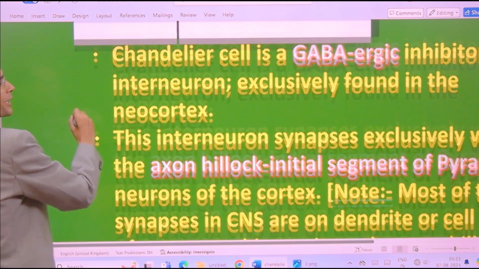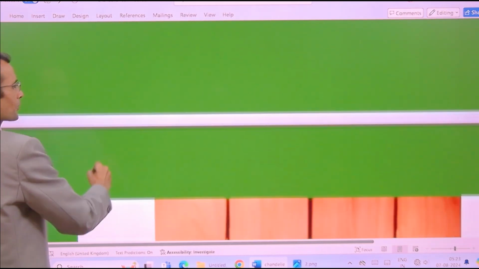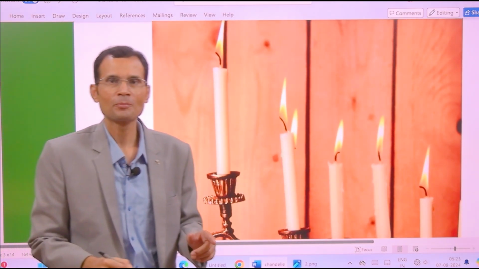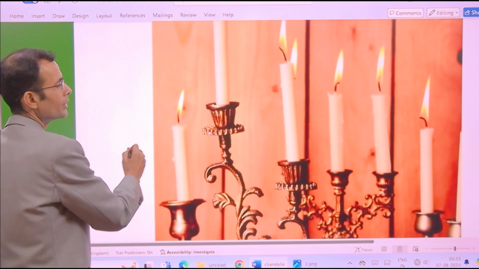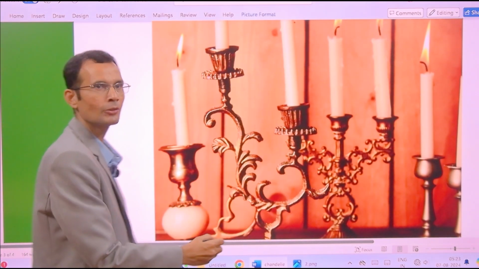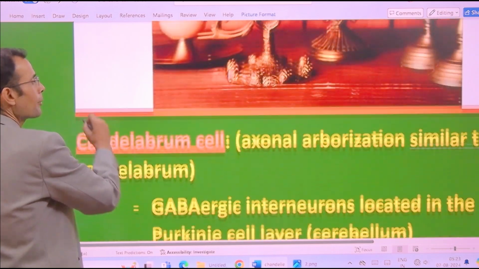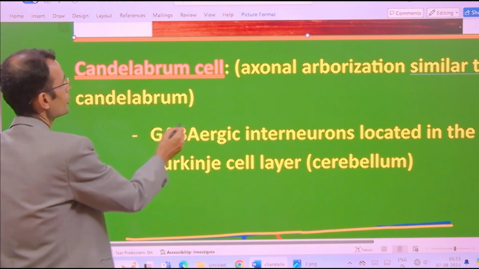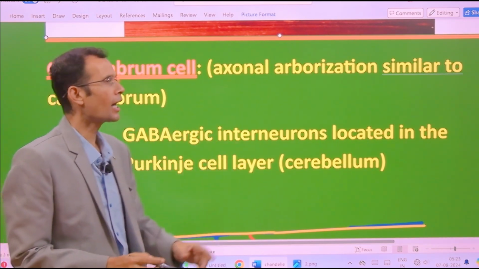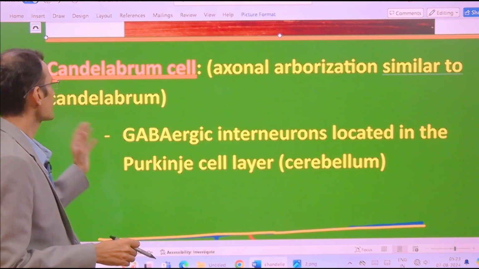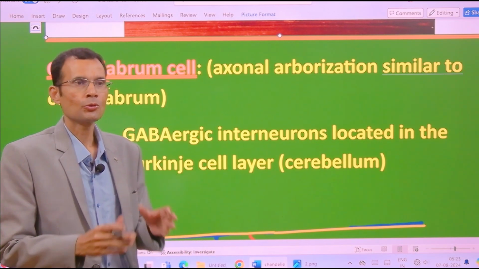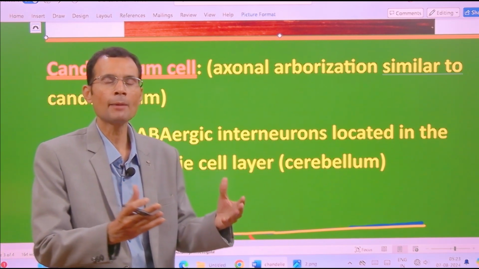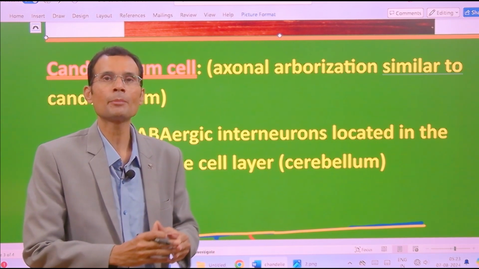So, an interesting cell. Another cell is the candelabrum cell. This is the candelabrum, a candle stand with multiple candle holders. So the cell appears somewhat like that. The candelabrum cell is called so because of the axonal arborization, which is similar to the candelabrum. So axons and dendrites of the candelabrum cell synapse with the Purkinje cell in the cerebellum.